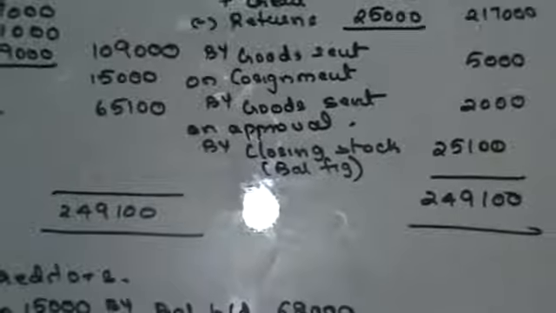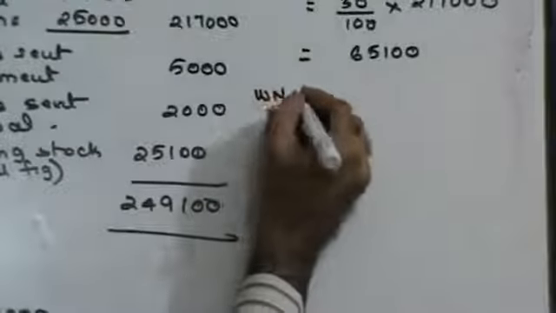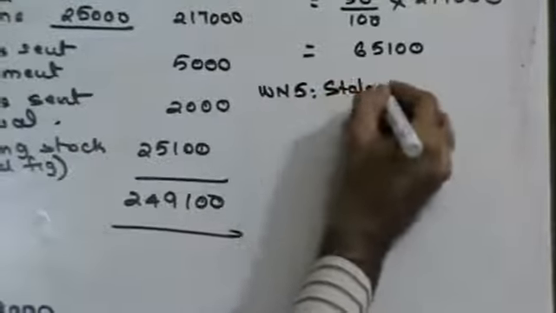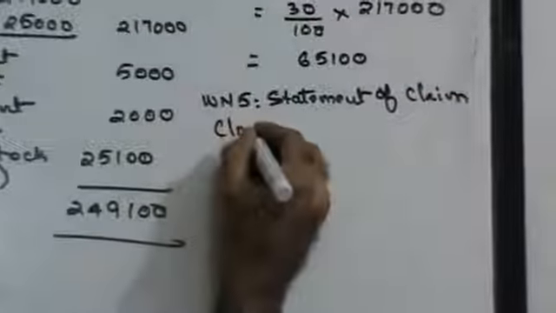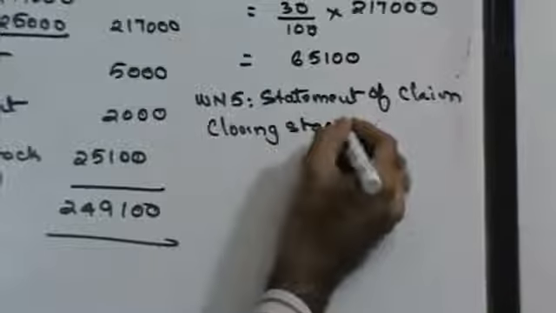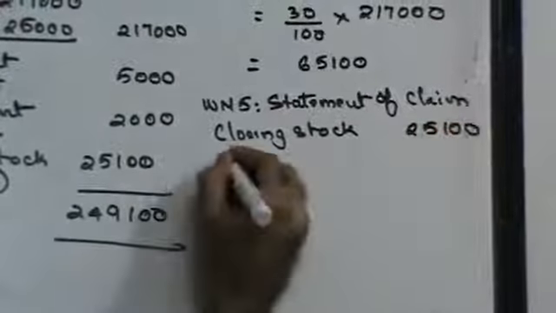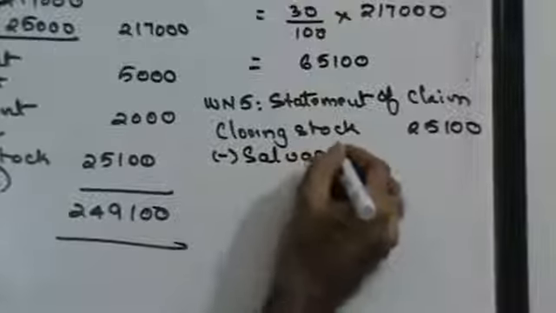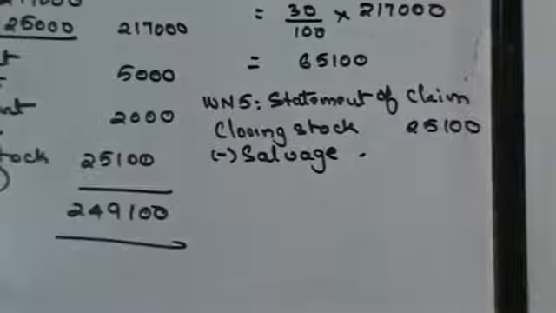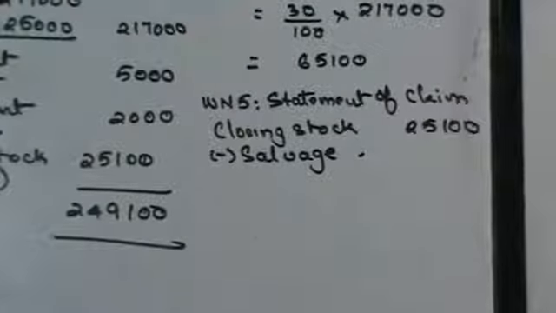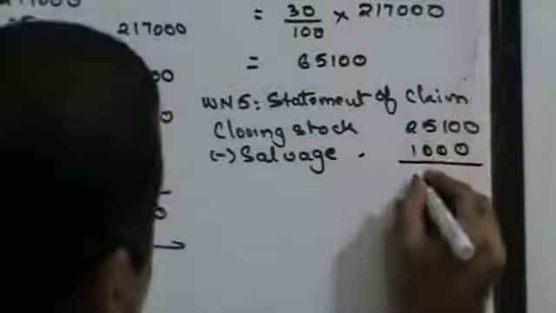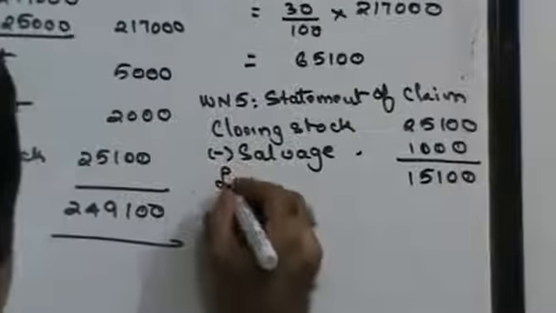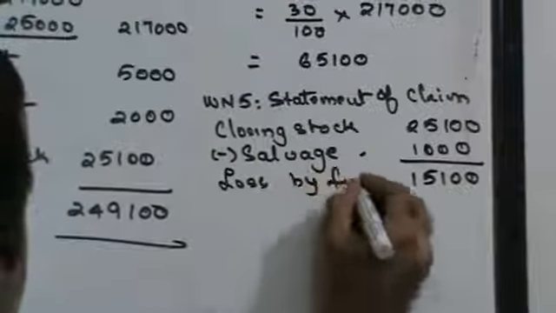Once you have closing stock, then you can find out working note 5, statement of claim. Closing stock is given to you as 25,100 less salvage. Salvage is given to you right in the beginning as 10,000. So this is going to be 15,100. This is my loss by fire. So now I can calculate the claim.